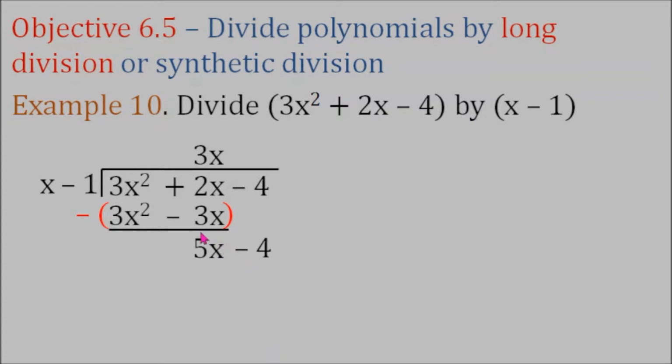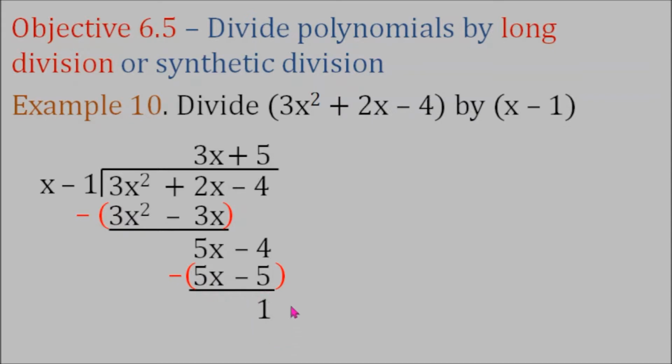Then again, first term here divided by the first term in our divisor. So that's 5x divided by x, that's positive 5. Then multiply back again. 5 times x is 5x. 5 times negative 1 is negative 5. Then subtract again. So we have 5x minus 5x is 0. Negative 4 minus negative 5 is 1.